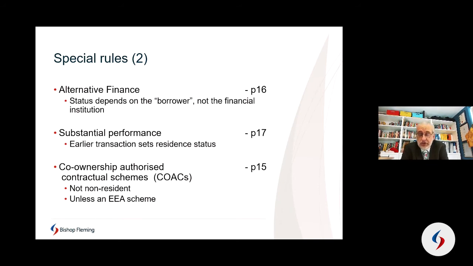Then we have substantial performance. Substantial performance is what decides what the effective date of transaction is. Now, normally with stamp duty, the effective date of transaction is the date of completion of a purchase. But if you substantially perform a transaction beforehand, that's the effective date. And substantial performance is occupying the property or paying at least 90% of the consideration. In the event of substantial performance, the earlier transaction, the substantial performance, will set the resident status. You determine that's the end of your first qualifying year and the start of your second qualifying year, and the eventual completion has no effect on it.